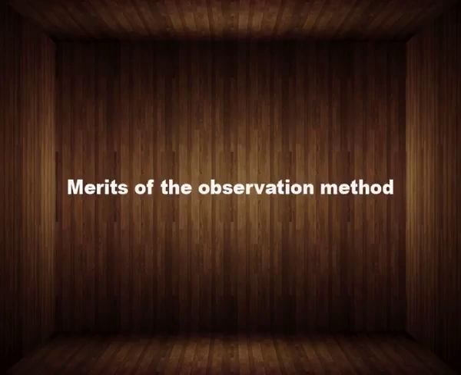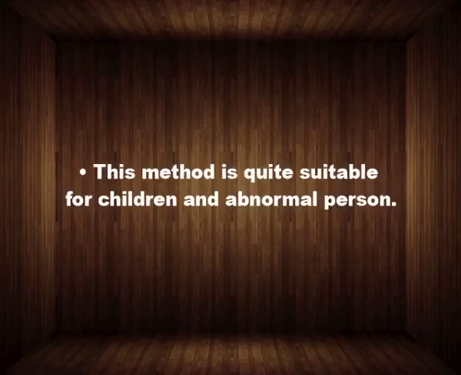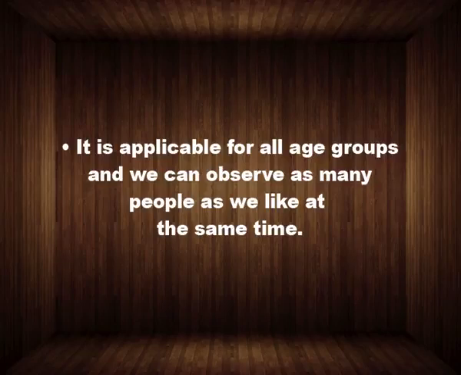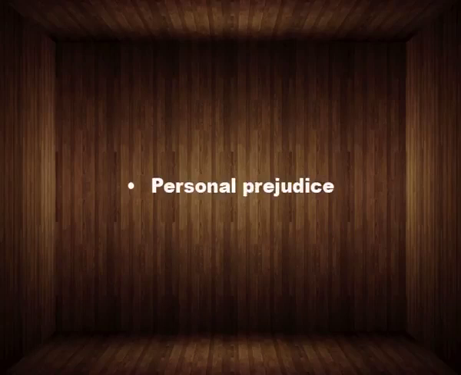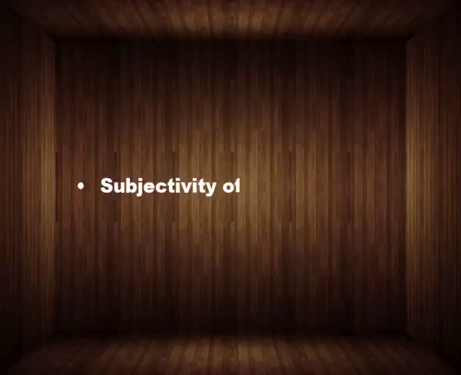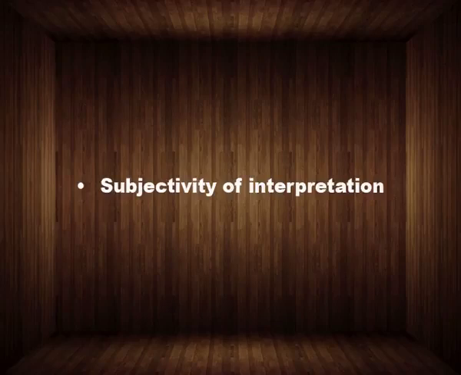Merits of observation method. Number one, this method is quite suitable for children and abnormal persons. Number two, it is applicable for all age groups and we can observe as many people as we like at the same time. Demerits of observation method. Number one, personal prejudice, or in other words, subjectivity on the part of the observer can be a big drawback in this method. Number two, subjectivity of interpretation is another limitation of this method.